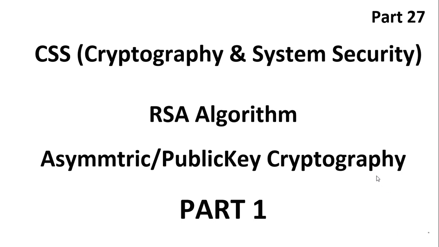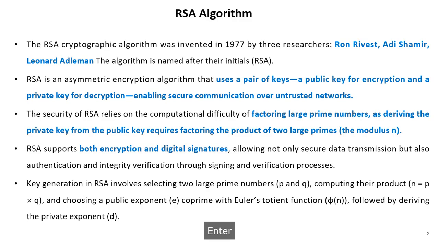The topic of this video is RSA algorithm part 1. The RSA cryptographic algorithm was invented in 1977 by three researchers, Ron Rivest, Adi Shamir, and Leonard Adleman. The algorithm is named after their initials: Rivest, Shamir, and Adleman.